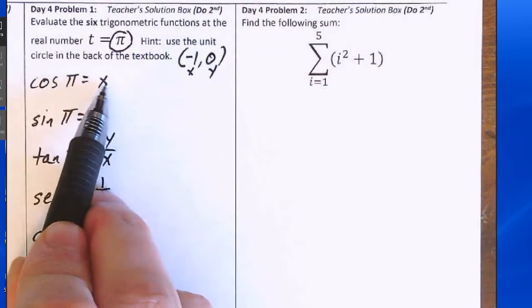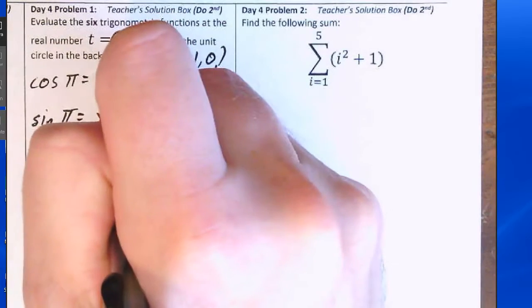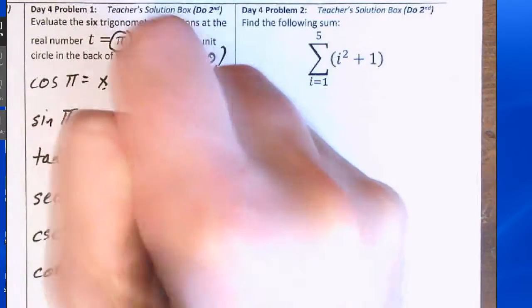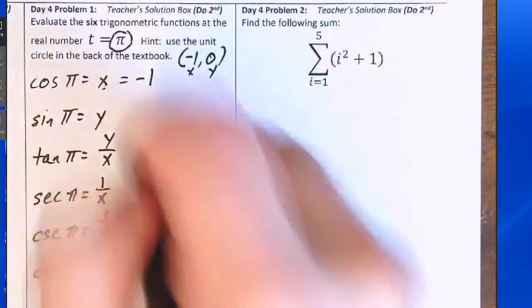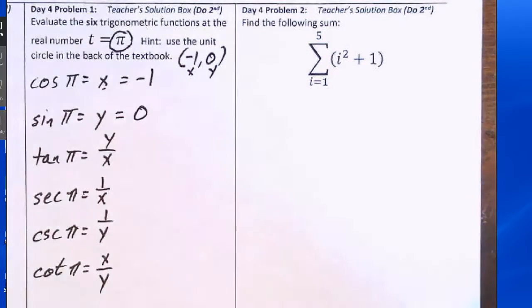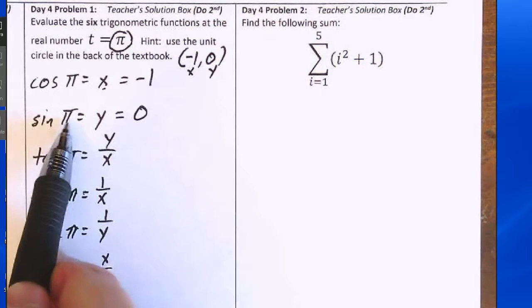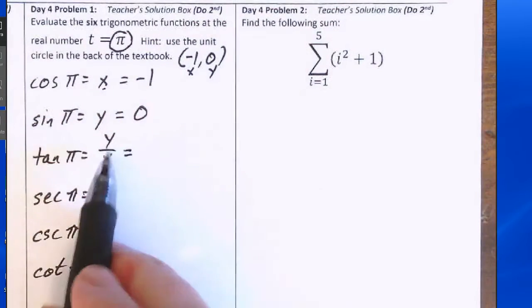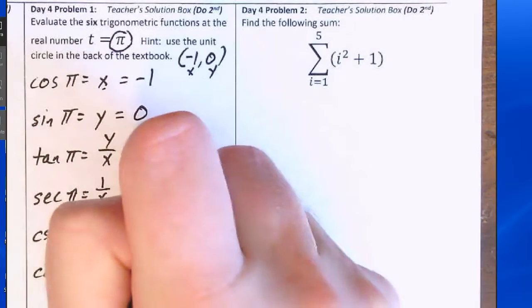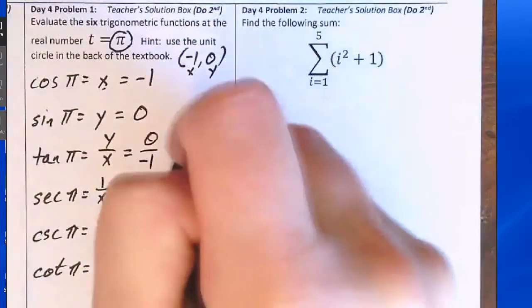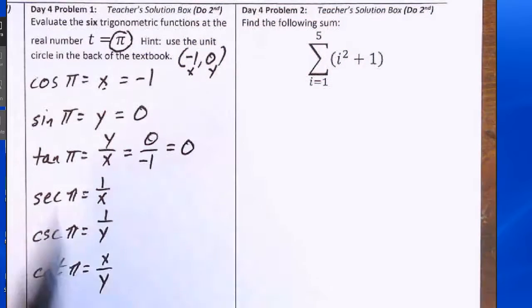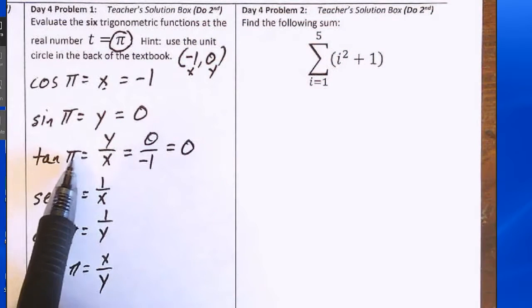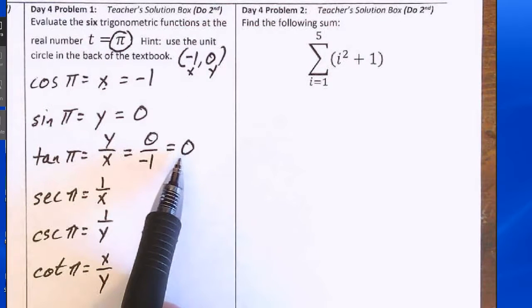So since cosine is the x-coordinate, the cosine of pi is -1. The sine of pi is the y-coordinate, which is 0. If you were to take a calculator and put it in radians mode and type the sine of pi and hit enter, the calculator is just going to say 0. For tangent, we need to go y divided by x, so that's 0 divided by -1, which is equal to 0. Again, on a calculator, if you typed tangent and pushed pi and then hit enter, the calculator would tell you that the answer is 0.